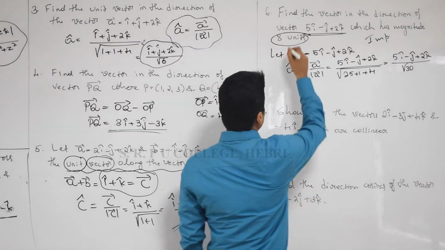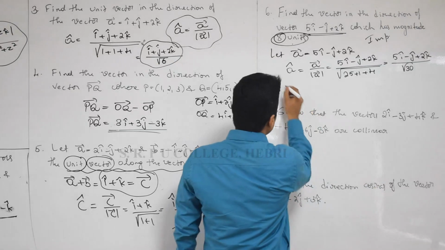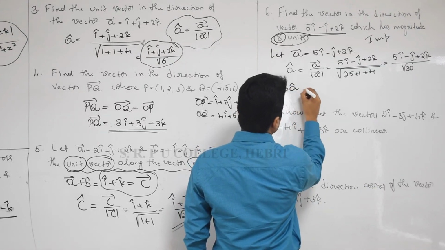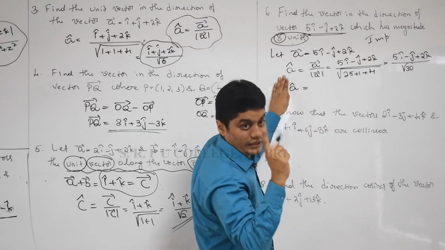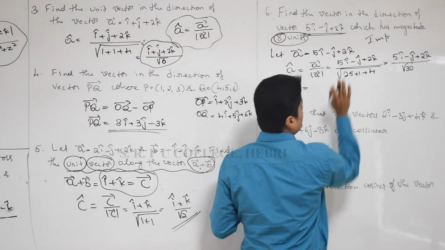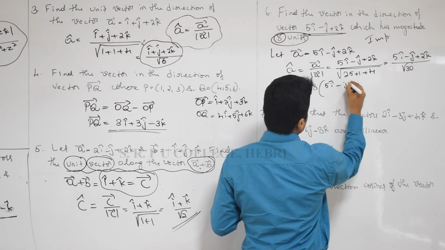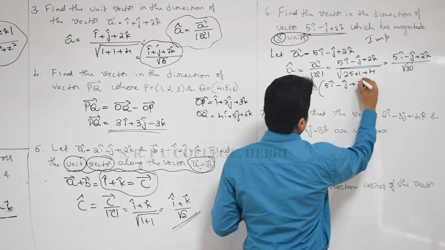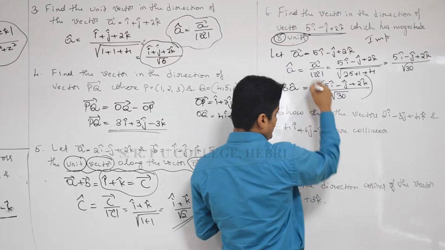Now we need magnitude 8 units. The unit vector has magnitude 1, so how to get 8? Just multiply 8 to the vector a cap. Vector a cap has magnitude 1, so 8 into 1 is 8 only. So just multiply 8 to the given vector. Problem solved. So it is 8 into (5i minus j plus 2k) divided by root 30. You can check this. The magnitude of the unit vector is 1.